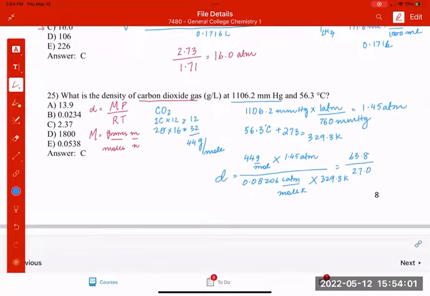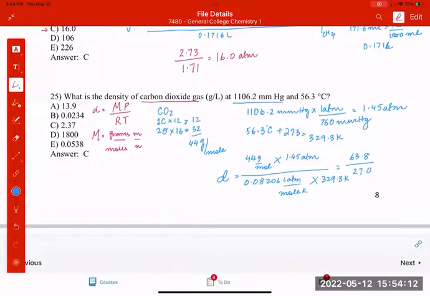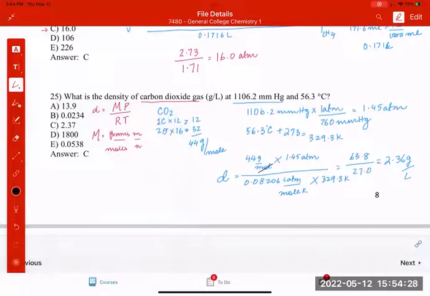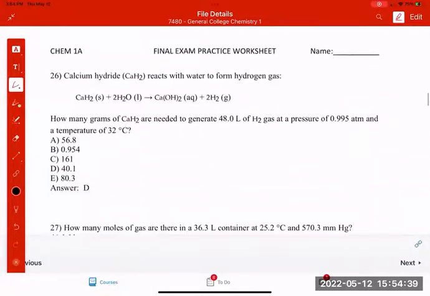So here 63.8 divided by 27 is 2.36. So that is equal to 2.36, and the closest answer is this. This is grams per liter. If you look here, moles and moles cancel out, ATM cancel out, K and K cancel out, so you're only left with grams per liter, and that's your closest answer. Okay, guys? All right, let's look at the next one.